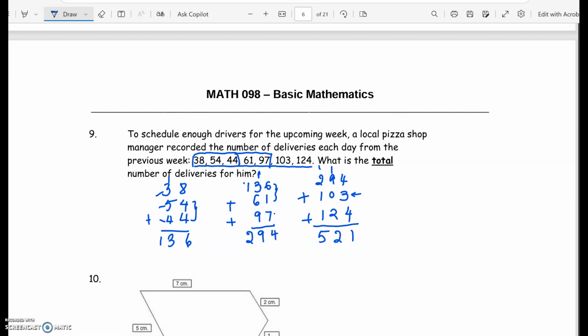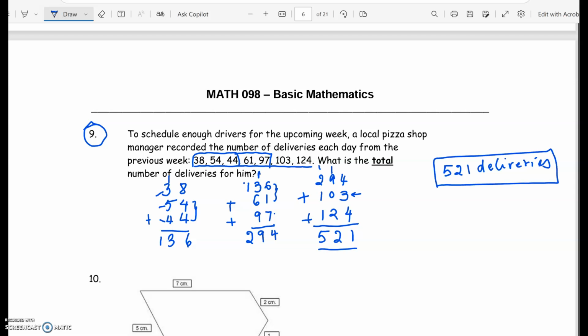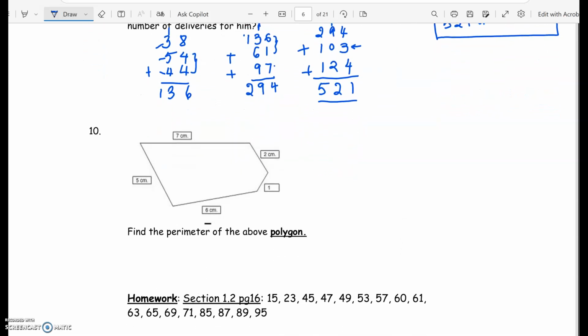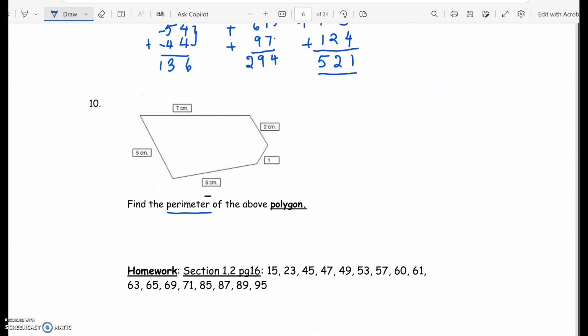521. So once we do all the math, let's think about what this 521 is. We are solving this problem to figure out the total number of deliveries, and the total number of deliveries is 521. So write down your final answer with the units based on the problem.